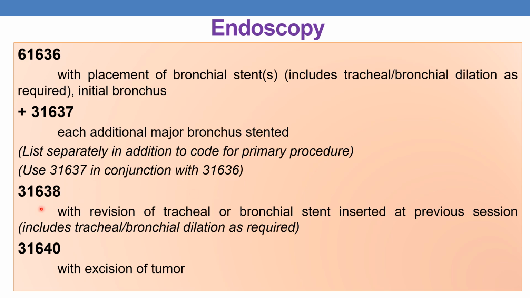The next CPT is 31638. It deals with bronchoscopy rigid or flexible with revision of tracheal or bronchial stent inserted at previous session. Revision of the stent. Revision of tracheal or bronchial stent inserted at previous session. It includes tracheal bronchial dilation as required. The next is 31640. It deals with bronchoscopy rigid or flexible with excision of tumor.